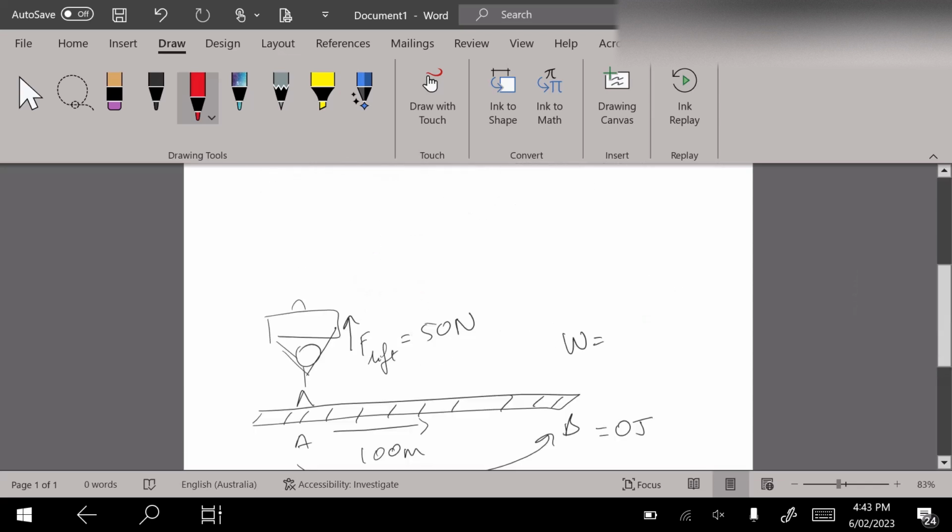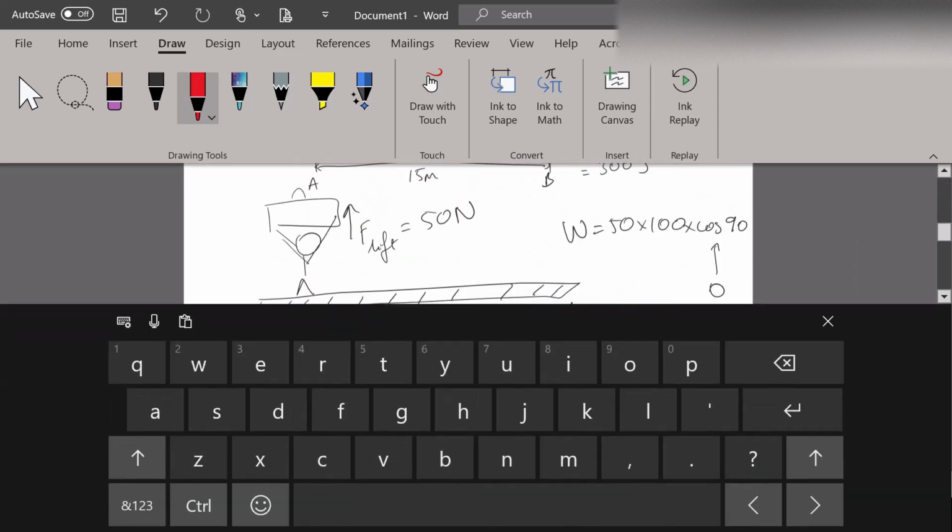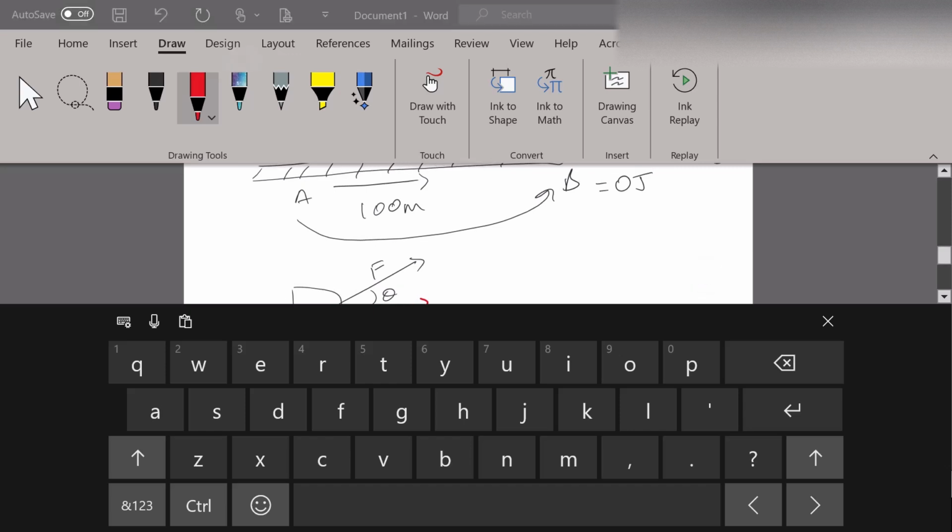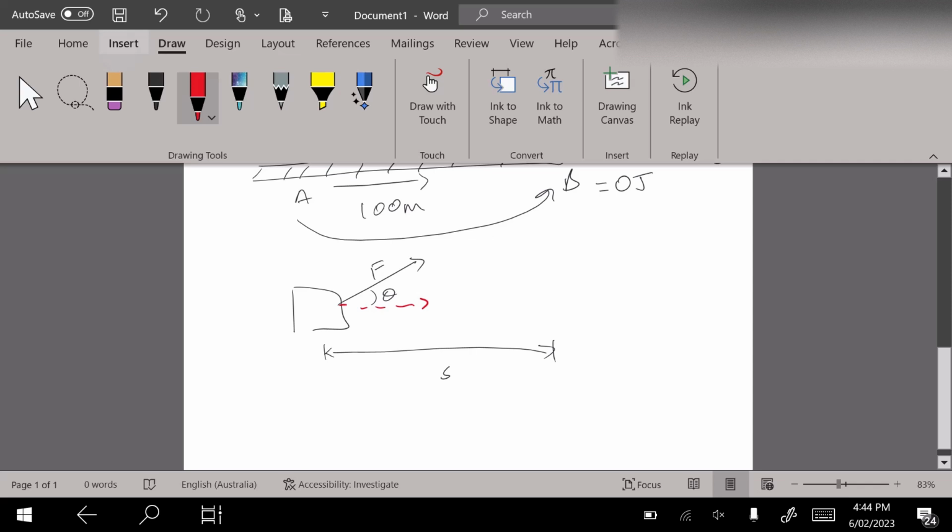So here is, let me try and input a new page. Insert page, please.